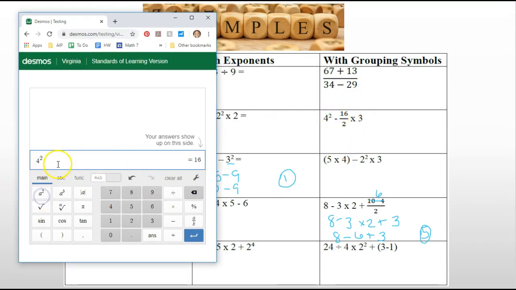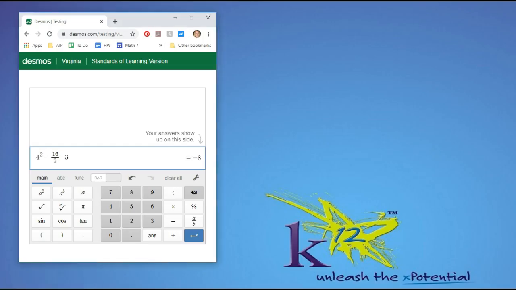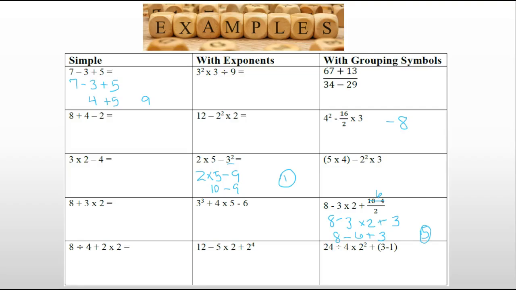So 4 squared minus 16 divided by 2 times 3. And that gives me negative 8. Sorry about that. Okay. So go ahead and try the rest of these, and I'm going to give you all the answers.